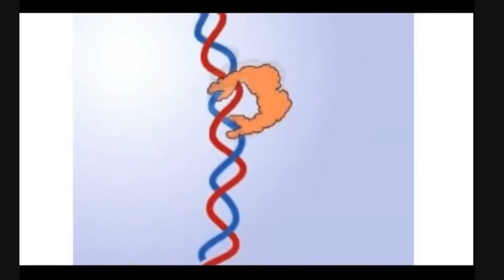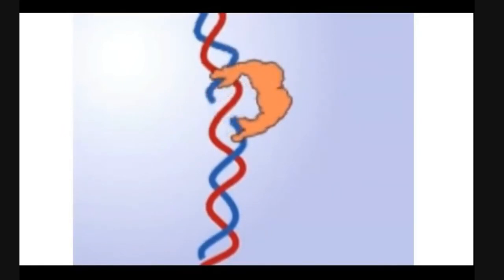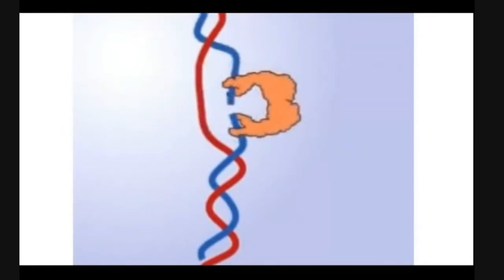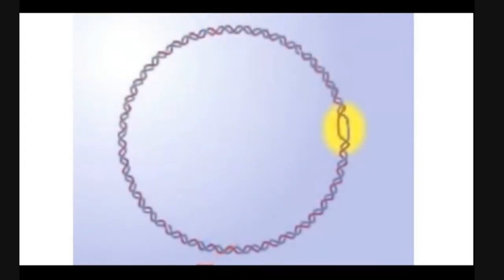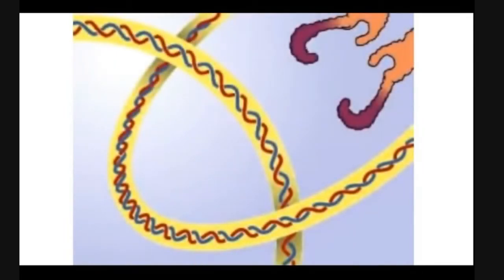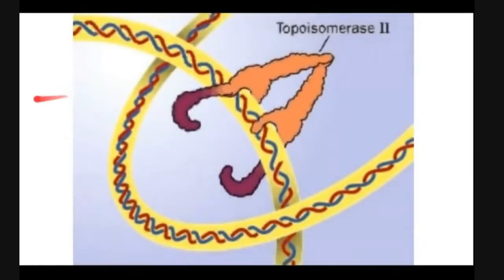Topoisomerase I enzymes cut a single strand of the double helix, pass the other strand through the cut, and reseal the break, relaxing the overwound molecule, which now has one fewer twist. Topoisomerase II enzymes do the same thing but with both strands of the double helix.